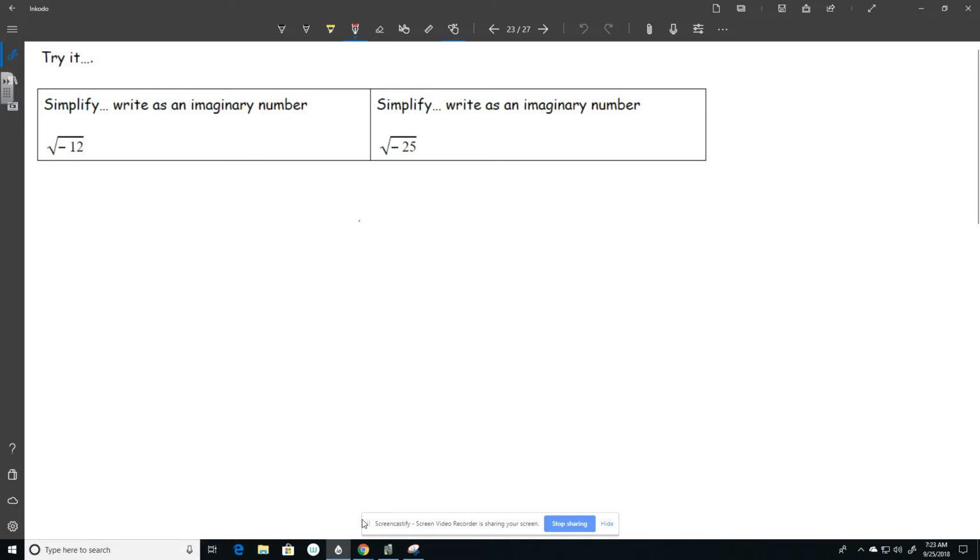We need to be a little bit careful about what we make up. Some of you make up math sometimes and it doesn't work out so good. So here's a couple that we'll do. We want to write this as an imaginary number, square root of -12.